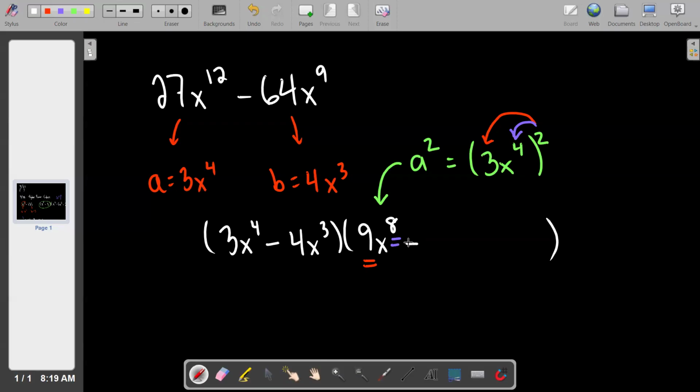And then the rest is going to be pluses. So I'm going to put a plus and a plus. I've already spent my minus. What's going to go in the middle?